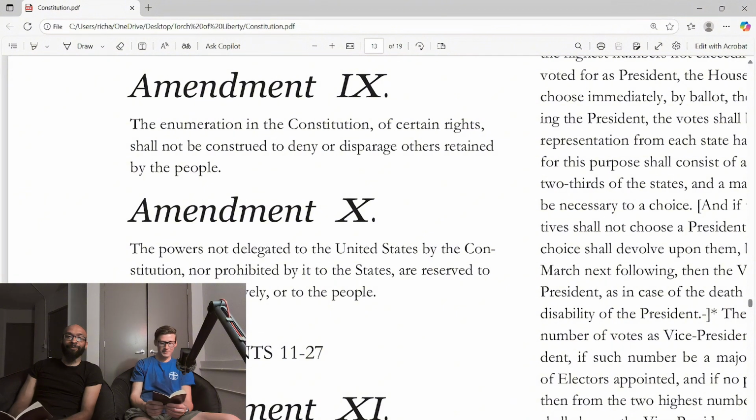Number 9. The enumeration in the Constitution of certain rights shall not be construed to deny or disparage others retained by the people. This one and number 10. The powers not delegated to the United States by the Constitution, nor prohibited by it to the states, are reserved to the states respectively or to the people.